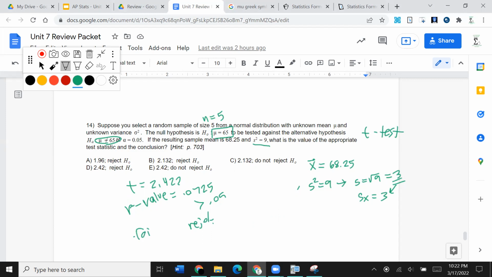We're going to fail to reject H0. All right, I'm just going to stop writing on this pen here and we'll talk. We're going to fail to reject H0. That means we do not have convincing evidence to conclude that the alternative is true. The answer choice here is going to be E.